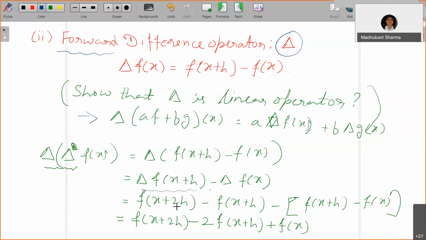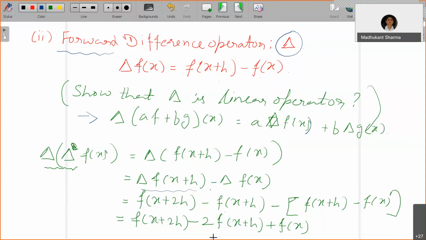The future value minus the present value, you can say. Okay, this delta f(x) is by definition f(x+h) minus f(x), and if you open it up, the simplified form is here. Right. Now we are going to move further and define delta again.